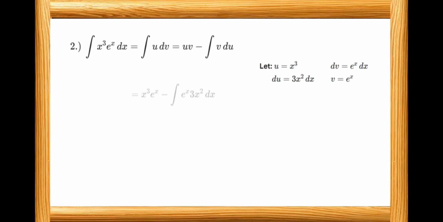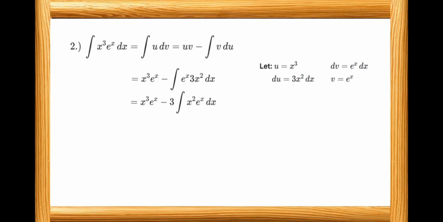In step 3, we need to substitute our values into the formula. We have x cubed times e to the x minus the integral of e to the x times 3x squared dx. In step 4, we use the constant multiple rule. We move the constant 3 outside the integral, leaving us with x squared e raised to x dx to work with. And since we still have an x squared term, the integral is not yet solved. We perform a second round of integration by parts.